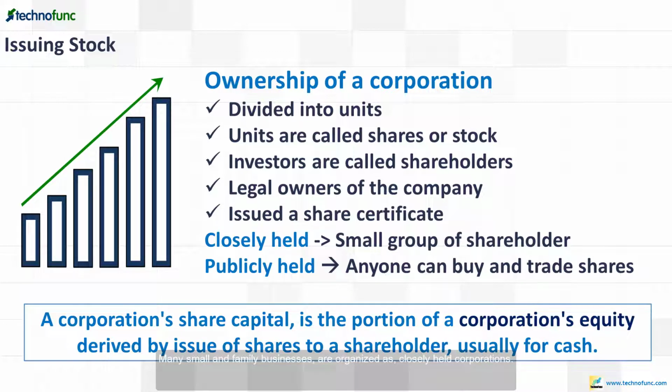Many small and family businesses are organized as closely held corporations, in which case shares are owned by a relatively small group of people and not traded in the stock market. On the other hand, publicly held corporations sell their shares openly in stock markets. Due to this, anyone can buy them, and shares are also traded on a stock exchange. Almost all major corporations are generally publicly held.